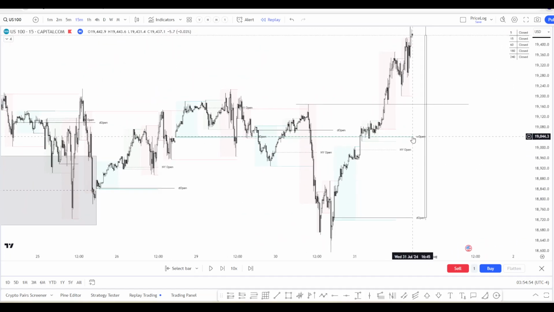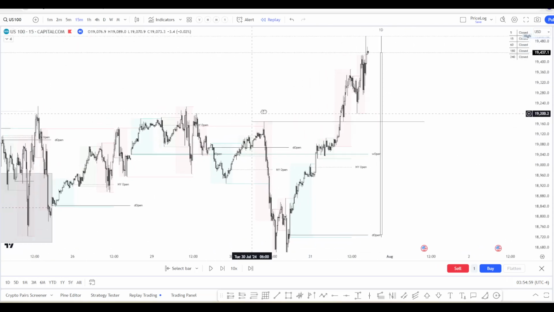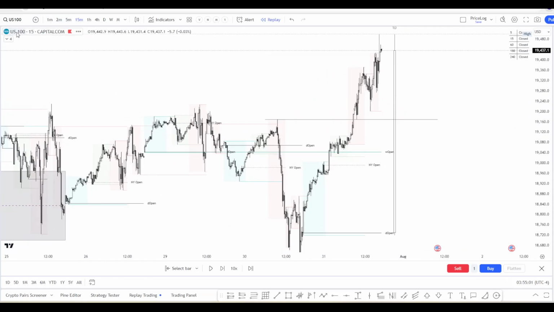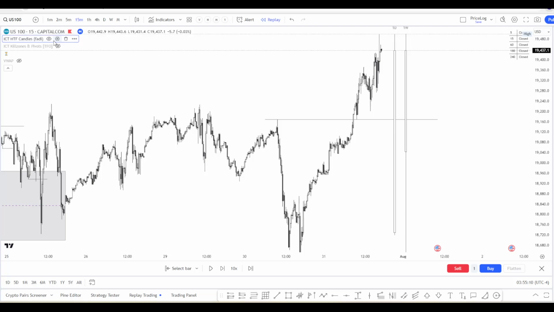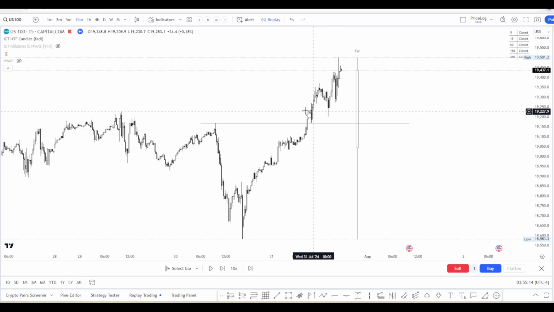And that brings me into bias and considering the weekly, because what you see here, let me remove that and put on the weekly. Let's remove the daily. So what you see is that the weekly opens up out here. It creates a top wick, it goes down, creates that bottom wick.